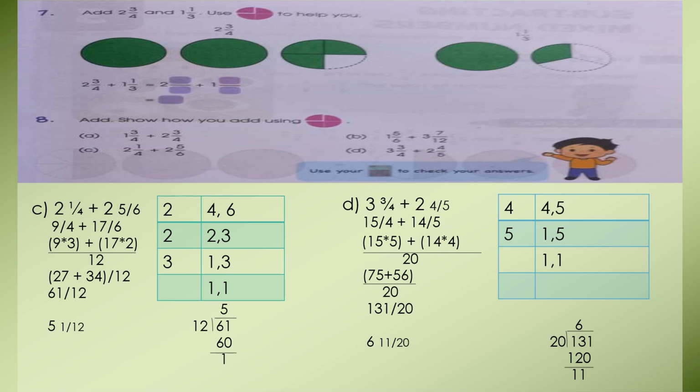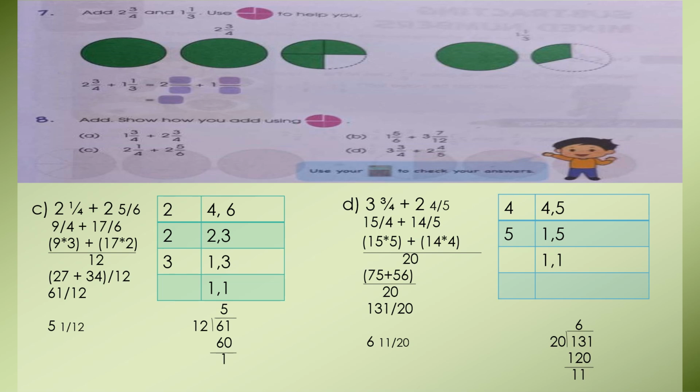In part D, we have 3 whole number 3 over 4, and it's going to be added to 2 whole number 4 over 5. Again, first we have converted these values into improper fractions, and they come out as 4 into 3 is 12, plus 3 is 15 over 4, plus 5 into 2 is 10, plus 4 is 14 over 5.